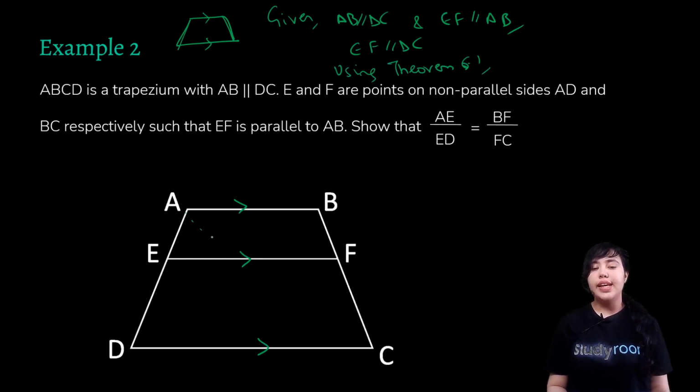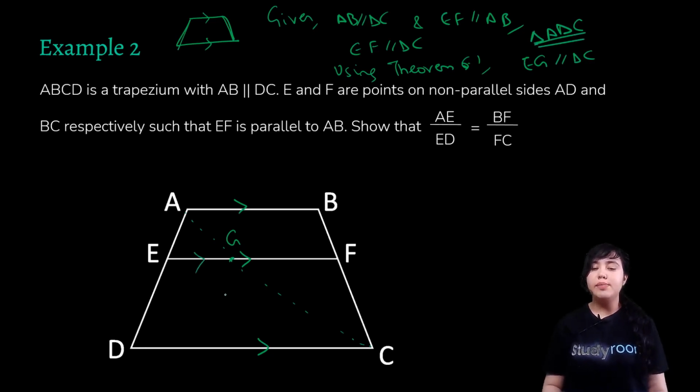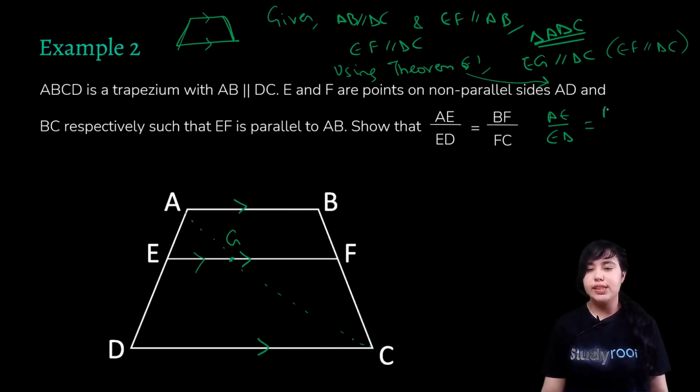You join these points A and C by a dotted line, and let's say it meets EF at point G. Now if EF is parallel to DC, I can say that EG is parallel to DC. I'm considering triangle ADC over here, and I'm saying that EG is parallel to DC because EF is parallel to DC. So now I'm using theorem 6.1, and I can say that AE upon ED should be equal to AG upon GC. You can make this equation number 1.